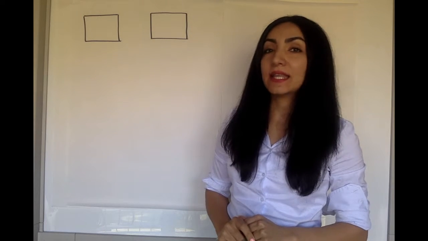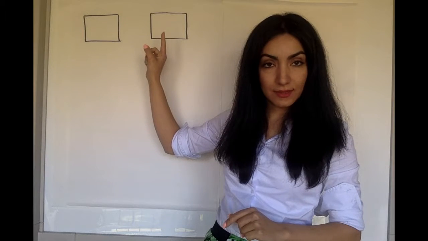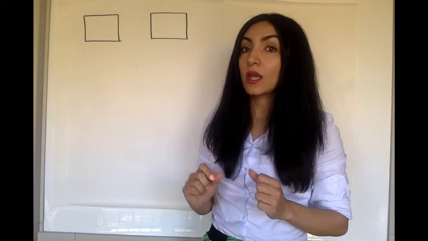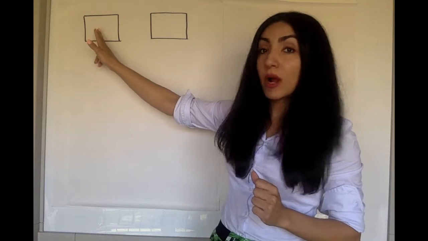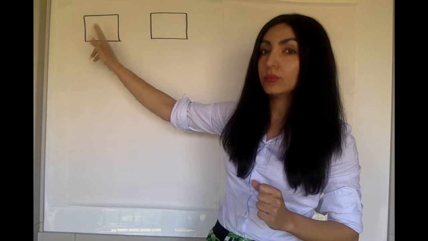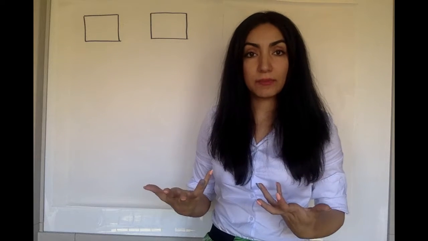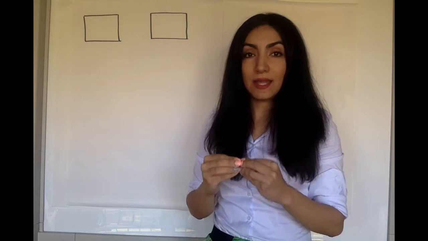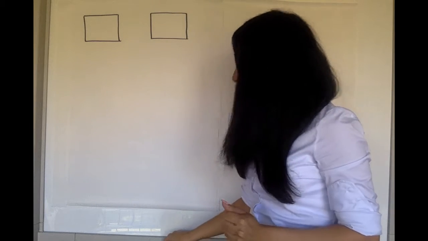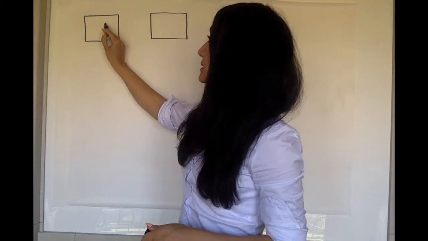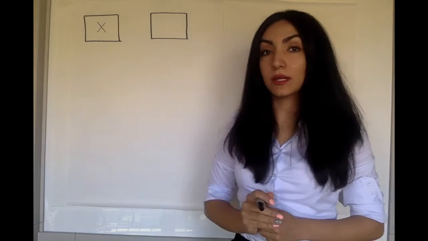So let's do some algebra. Let's say that we have two boxes, and in each box I have a certain amount of marbles. But the number of marbles here are equal to the number of marbles here. Can I just name them? Can I say that X amount of marbles? Yes. So let's say there are X amount of marbles here.